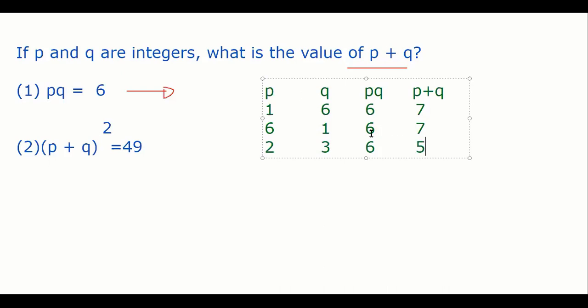So that is why just knowing P into Q is 6 is not enough, because P plus Q can be 7 or 5 or something more. Even if I say minus 2, minus 3, we still get PQ equal to 6. This will be minus 5. So just knowing P into Q equal to 6 is not sufficient, right everyone? Because P plus Q can be 5, minus 5, 7 or minus 7. So one alone is not sufficient. Agree everyone?